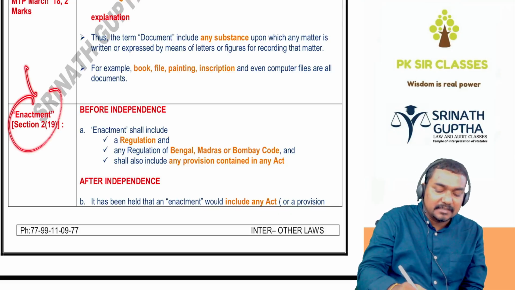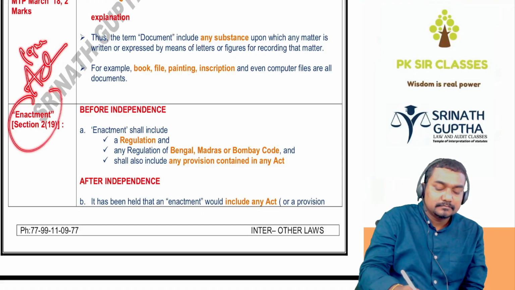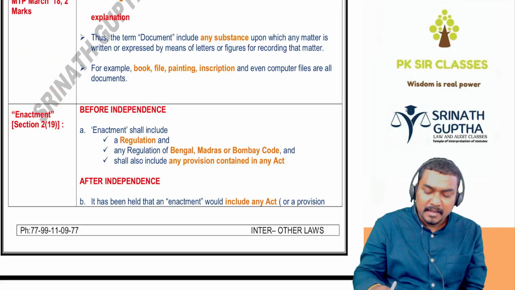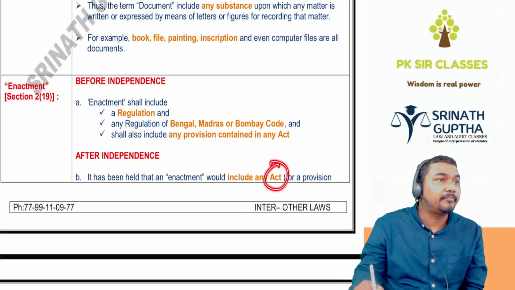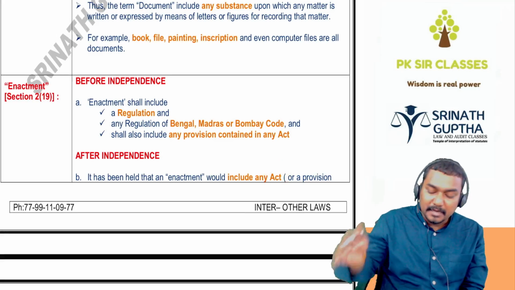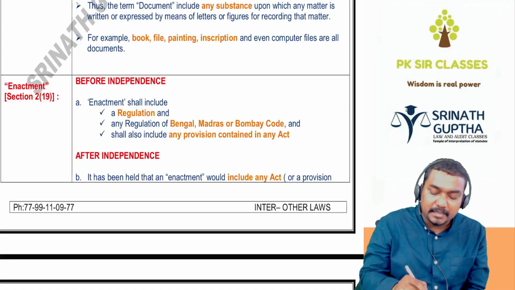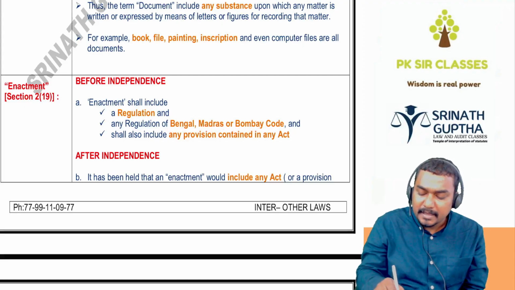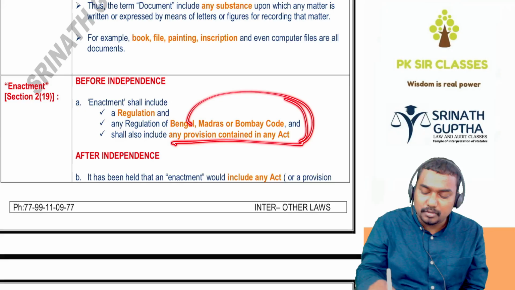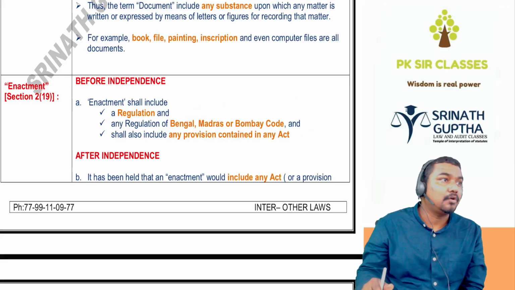Enactment means simply act, law. So after independence, it includes the act of parliament or act of the state government. But before independence, enactment means a regulation or law passed by the Bengal, Madras, and Bombay Code, including any provision contained in the Madras Code, Bombay Code and Bengal Code also.